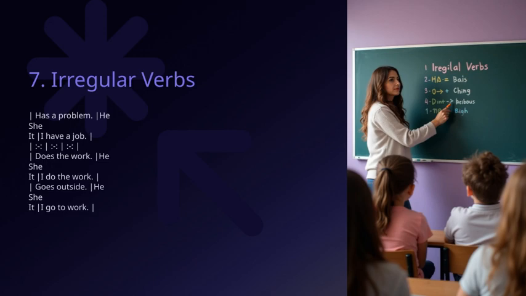When we say he does the work, does is the correct verb form for he, she, or it in the present tense. And for ourselves, I do the work, we use do. Finally, when talking about going outside, he goes outside, with goes for he, she, or it, and I go to work, where we use go. These examples highlight how irregular verbs change form depending on the subject, which is a key point to remember when using verbs correctly in English. This understanding helps us connect verb forms to the overall theme of mastering irregular verbs and improving our language skills.